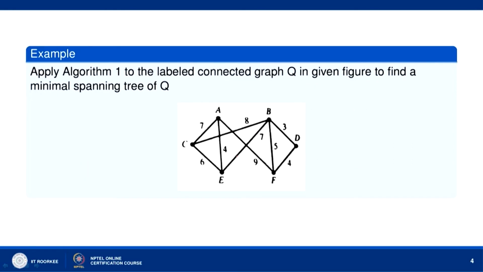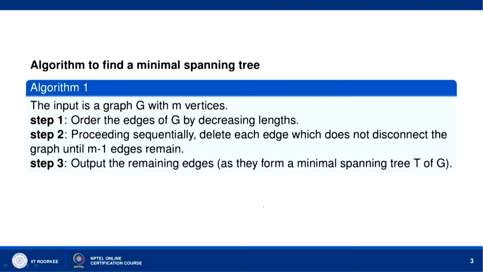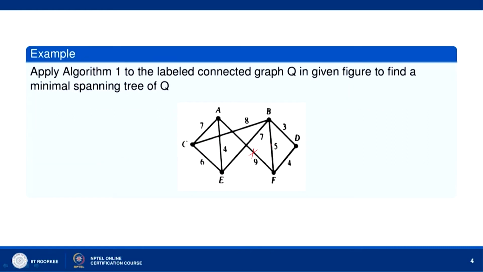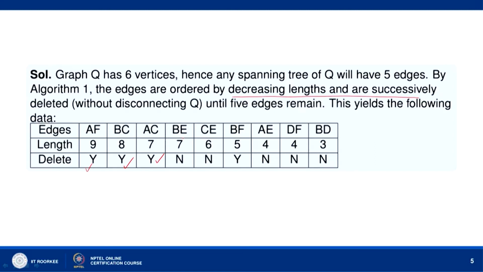AF, this is deleted, AF, and then we have deleted BC, AC, BC we have deleted, and then we have deleted AC. Okay. So, we have deleted BF, we have deleted BC, we have deleted AC. Okay. Now, if we delete B, what happens?